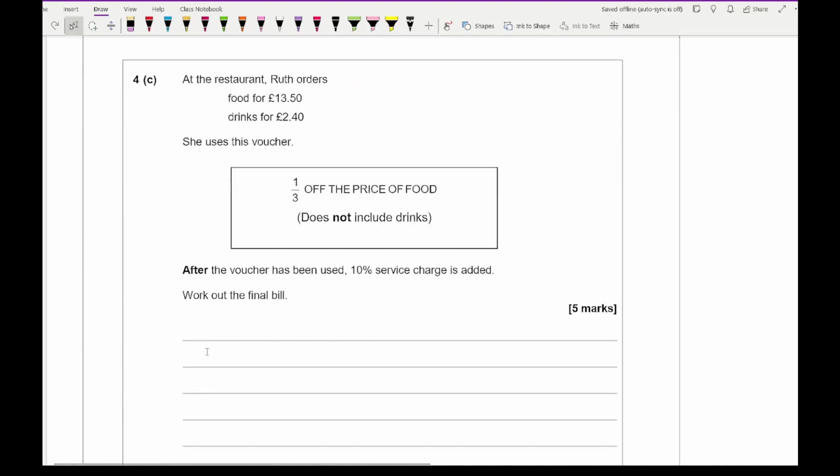So then moving on to question 4c, it says at the restaurant, Ruth orders food for £13.50, drinks for £2.40. She uses a voucher of 1/3 off the price of food that does not include a drink. After the bill has been used, a 10% service charge has been added. Work out the final bill. So for this, we know that she's spending £13.50 on food. So to work out the discount on food, it's going to be 1/3 multiplied by £13.50. So the discount she's going to get off is £4.50.